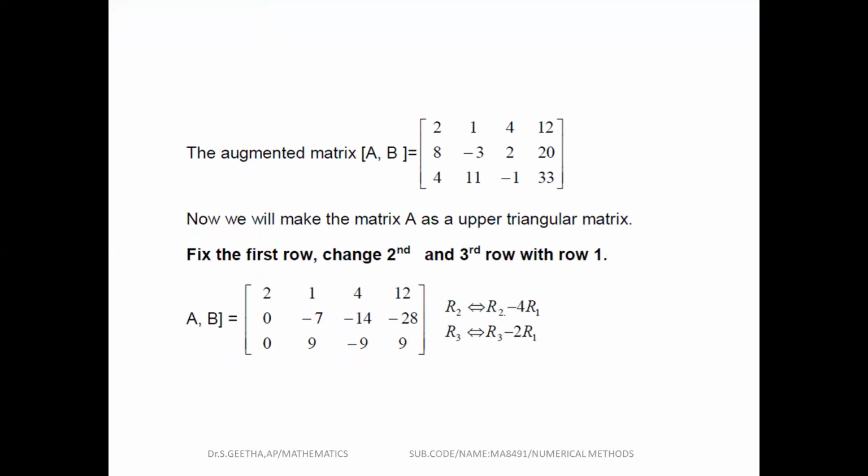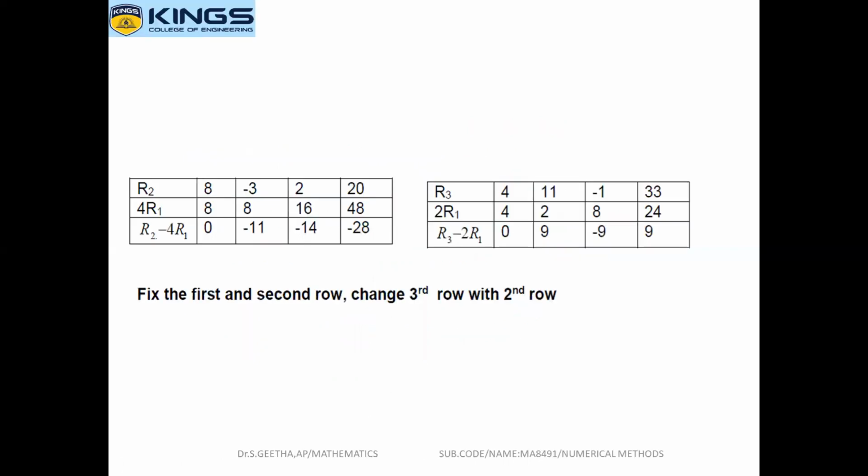The augmented matrix is 2, 1, 4, 12; 8, minus 3, 2, 20; 4, 11, minus 1, 33. It is denoted as matrix [A, B]. Now we transform this matrix to an upper triangular matrix. We fix the first row and we change the second and third rows. Row 2 can be written as R2 minus 4R1 and row 3 can be written as R3 minus 2R1.